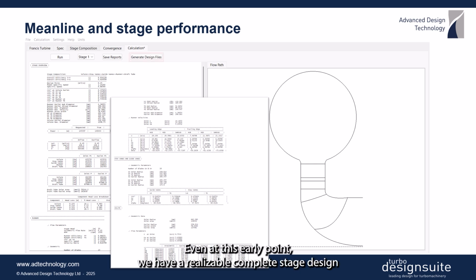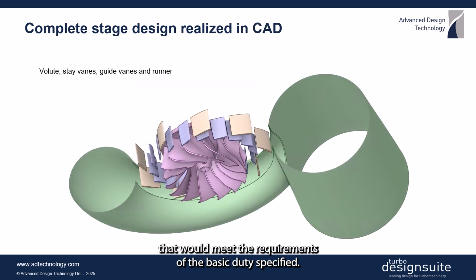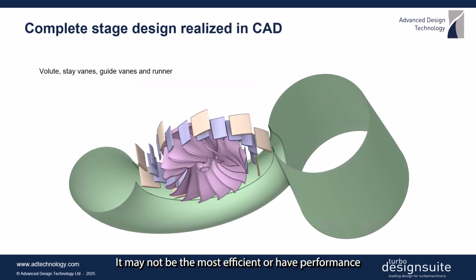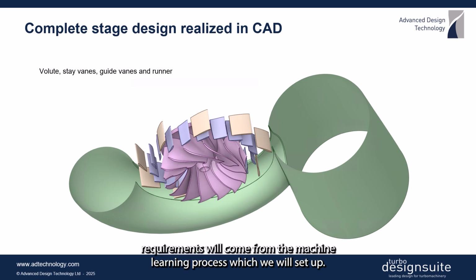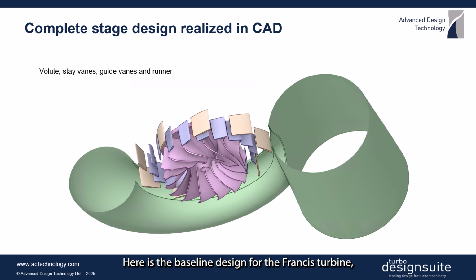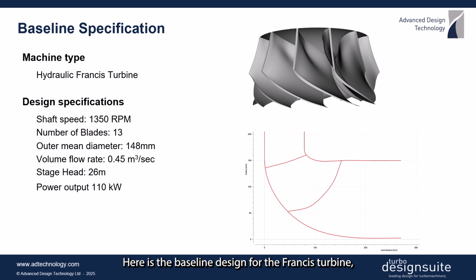Even at this early point, we have a realizable complete stage design that would meet the requirements of the basic duty specified. It may not be the most efficient or have performance at other operating points, but these extended performance requirements will come from the machine learning process, which we will set up. Here is the baseline design for the Francis turbine.